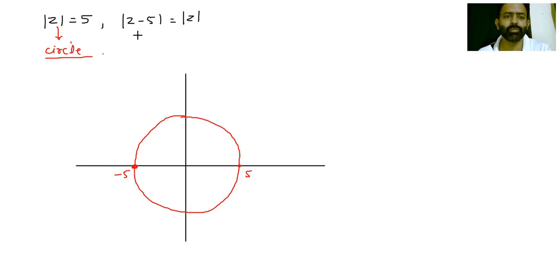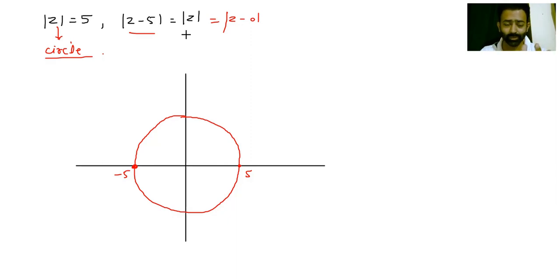Then we have the second equation, which is mod of z minus 5 is equal to mod z. As you know, that represents a perpendicular bisector, right? The locus of a point z whose distance from the point 5 comma 0 is equal to its distance from the origin, because it is written as mod of z minus 0, right? So this point z is moving in the Argand diagram in such a way that its distance remains equal from these two fixed points, one is the origin, one is 5, and this we have already done.